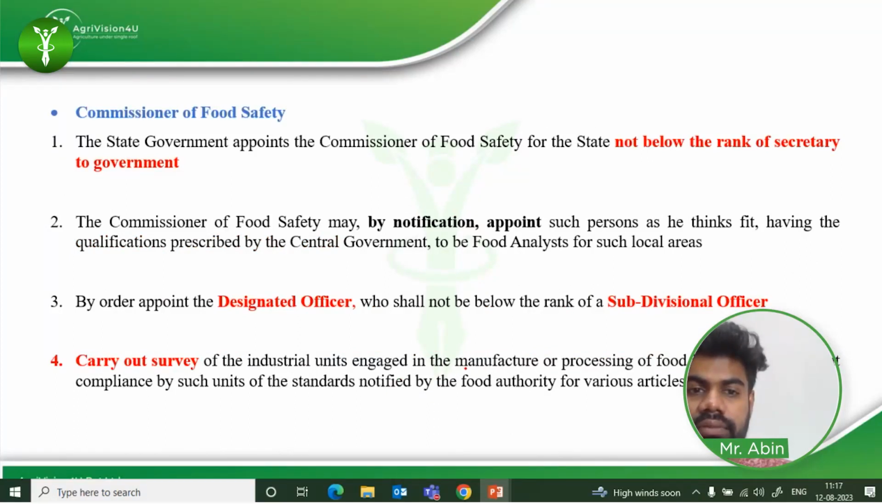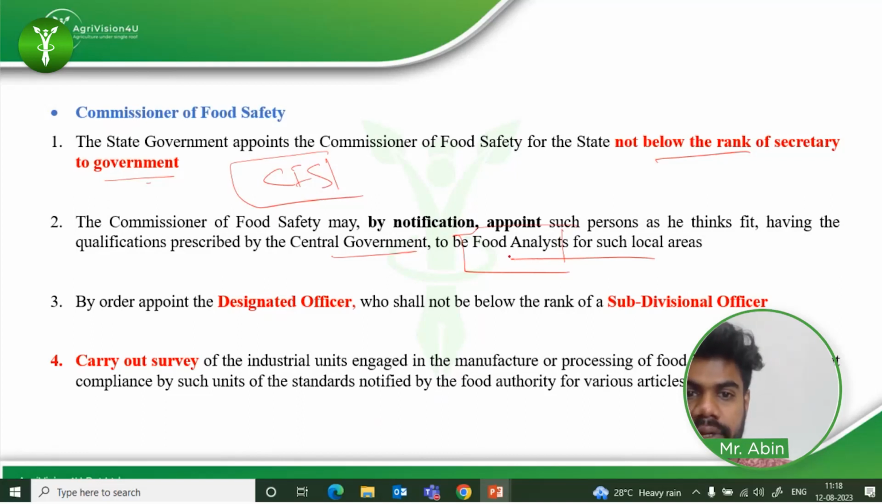Now we will be seeing the powers and duties of the Commissioner of Food Safety. We have already seen the rank of CFS. The Commissioner of Food Safety will, by notification, appoint such person as he thinks fit, having the qualification prescribed by the central government, to be food analyst for such local area. So the appointment of food analyst will be from the Commissioner of Food Safety, who also appoints a designated officer who shall not be below the rank of a sub-divisional officer. The designated officer will have responsibility for the entire district, and he is notified under section 36.